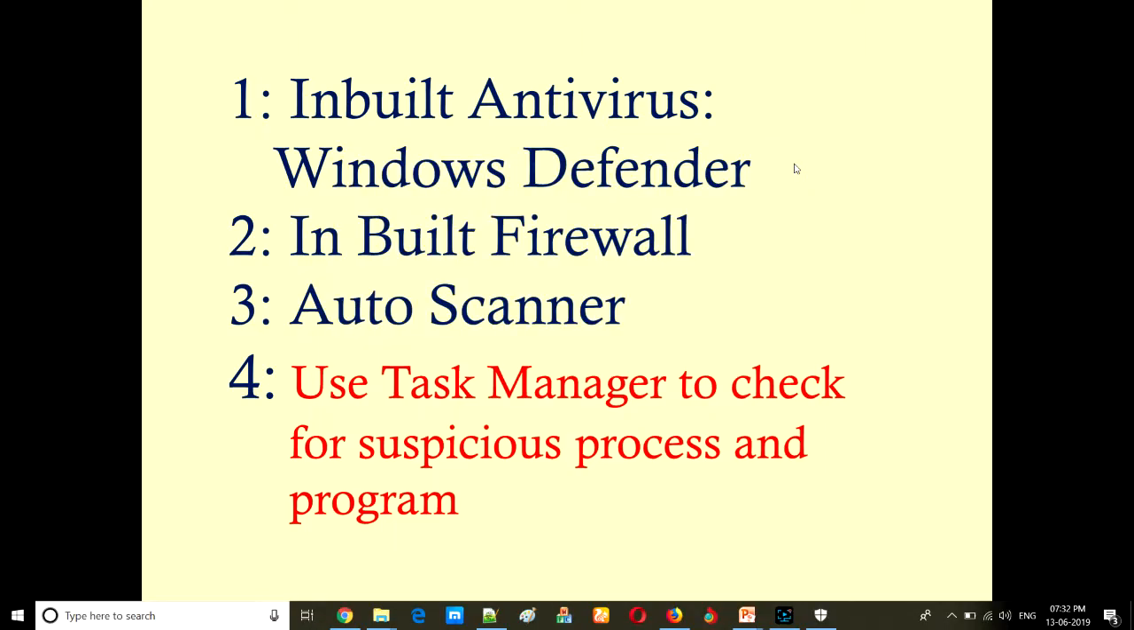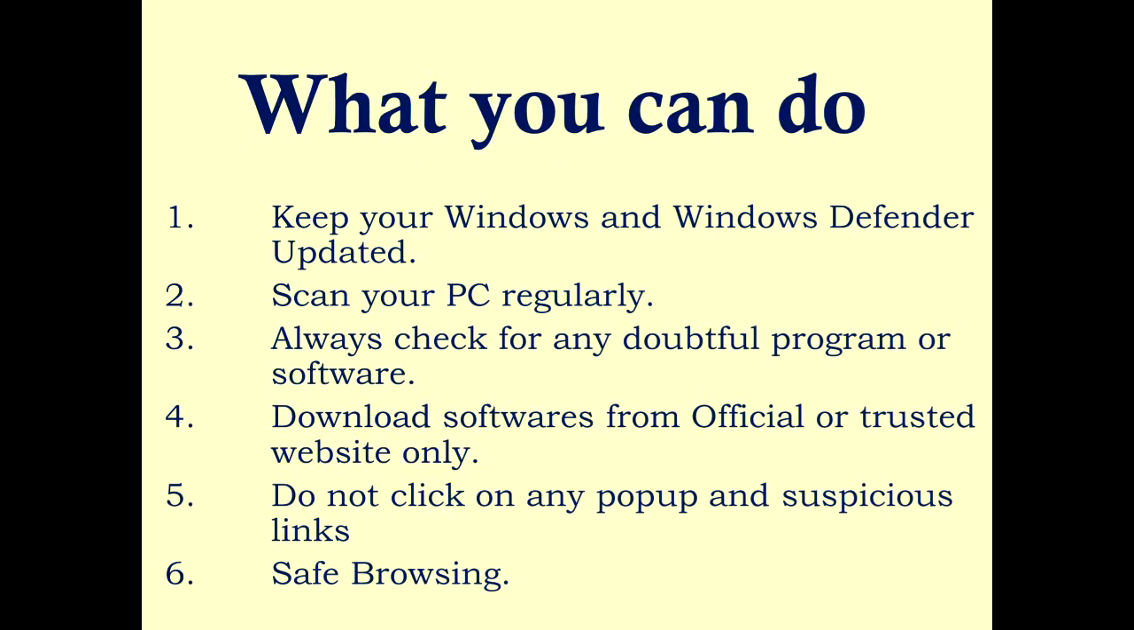Now, these are the inbuilt features of Windows about which I told. Now, what you can do if you think that there is some problem in your system. What you should do to keep viruses and malicious software away from your computer is: keep your Windows and Windows Defender updated, scan your PC regularly, always check for any doubtful program or software, download software from official or trusted websites only, do not click on any pop-up or suspicious link, and do safe browsing. I will discuss it one by one.